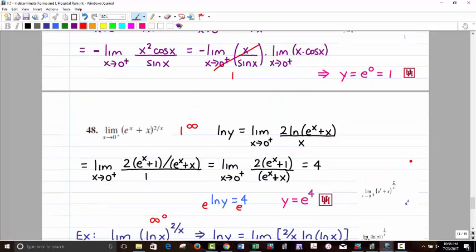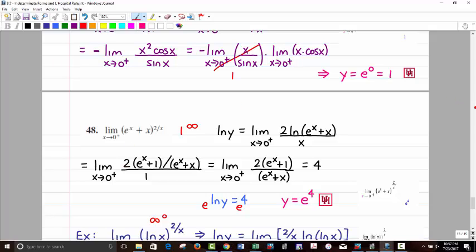How about this one? Limit as x goes to 0 of e to the x plus x, raised to the 2 over x. That's going to bring back 1 to the infinity form. So we're going to ln both sides. Kind of skipped a couple steps there. When you bring the 2 over x down, that's obviously putting the x in the denominator. So that x right there is coming down right here. The 2 can stay, I just left the 2 here.